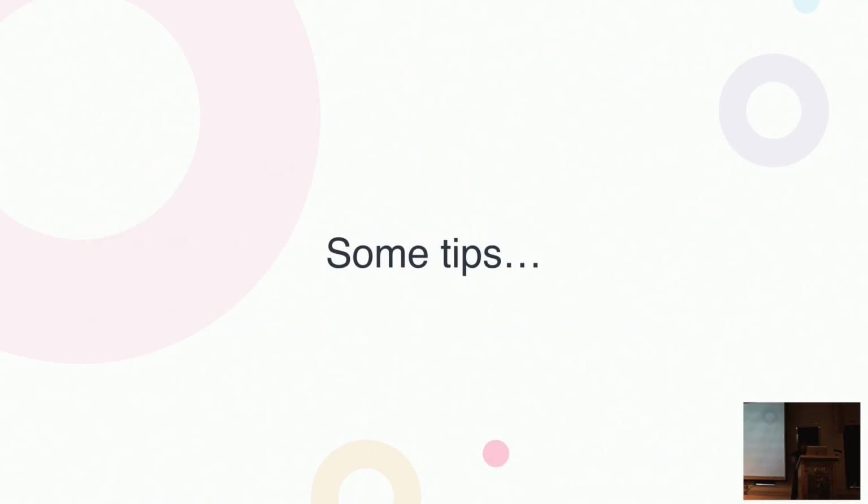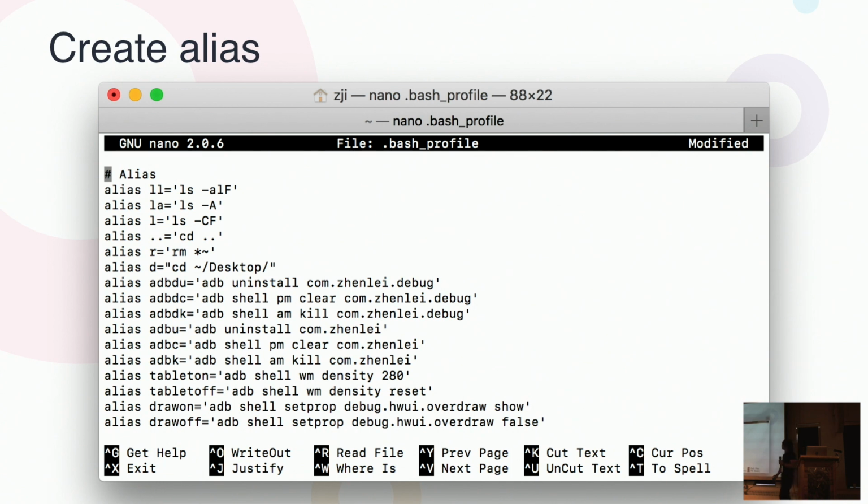Some tips. The first tip is to create aliases. As you can see, sometimes the adb command is really long and difficult to remember, so you can create some aliases. I have one called tablet on. It does adb shell wm density 218, so it makes my device become a tablet. I also have another command to make tablet off. I also have draw on and draw off that just enable the overdraw. You can also have other commands to uninstall and install the app as well.